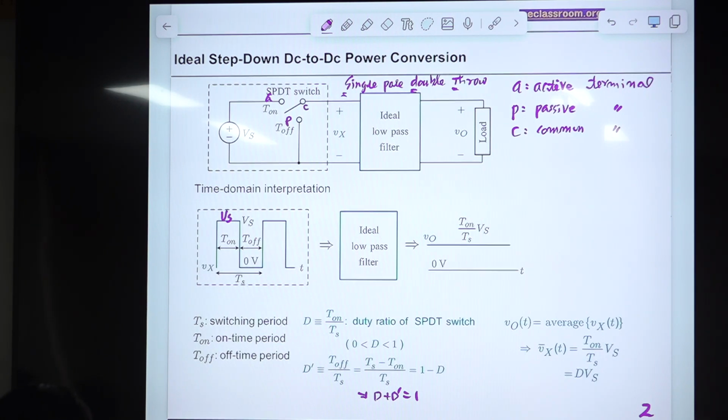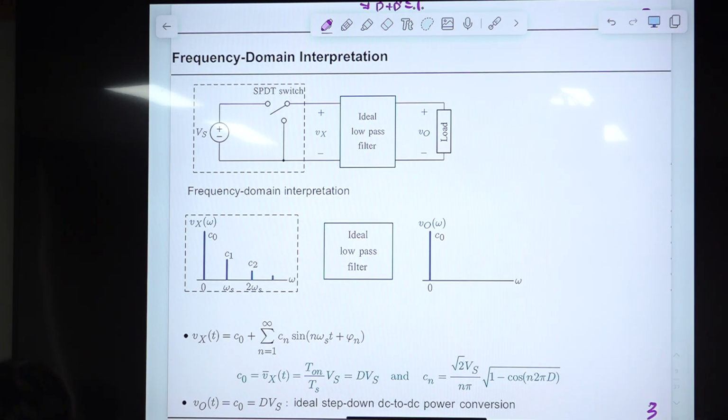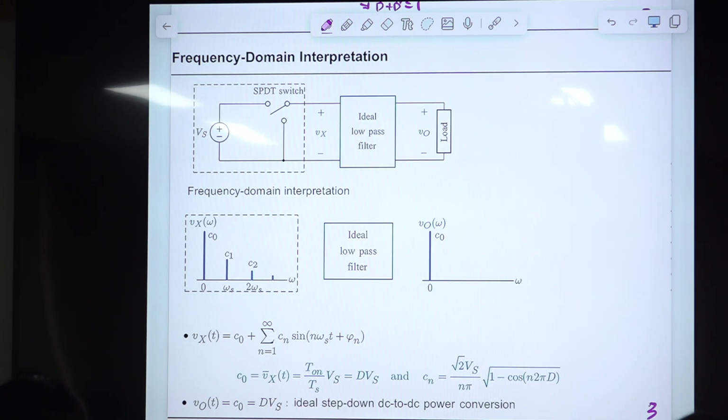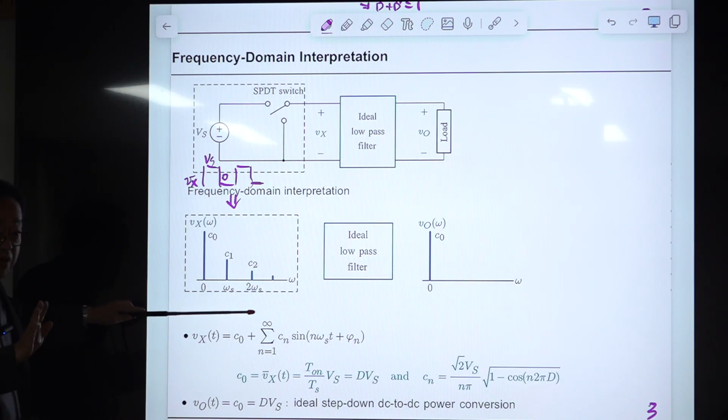Then maybe it's very informative to understand this in frequency domain. So same as the previous case, the combination of this is functioning as one component. So output of this is, as we have seen, this pulse waveform. So Vs, this is Vx(t), right? Then you take Laplace transformation of this. Okay, this is the coefficient of the Fourier series analysis.